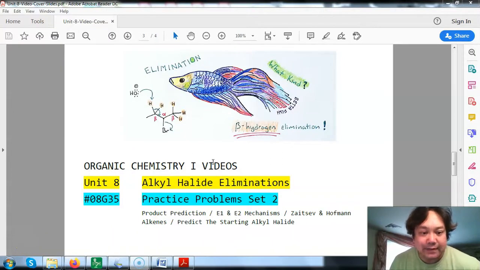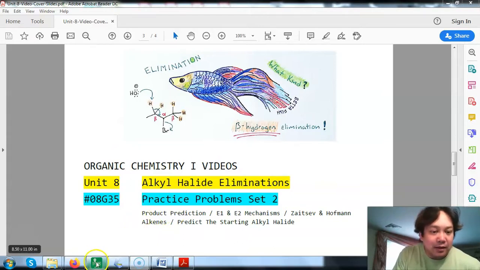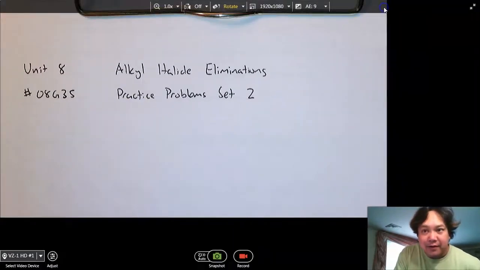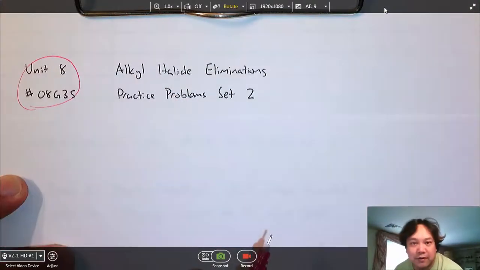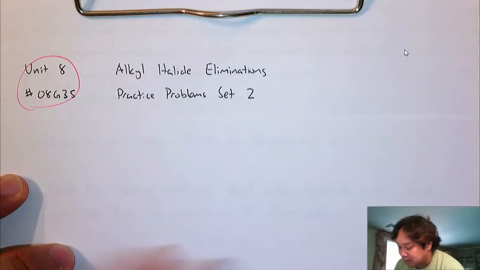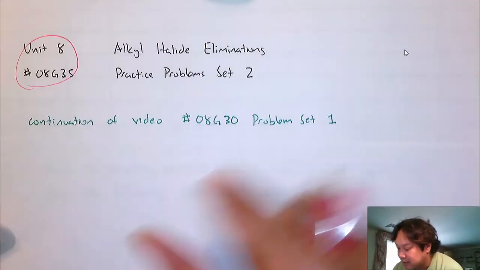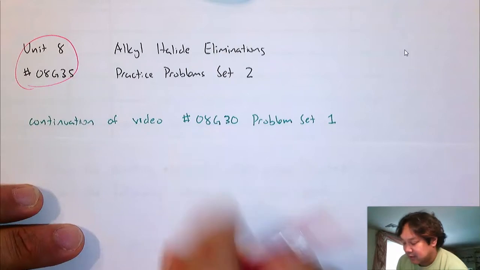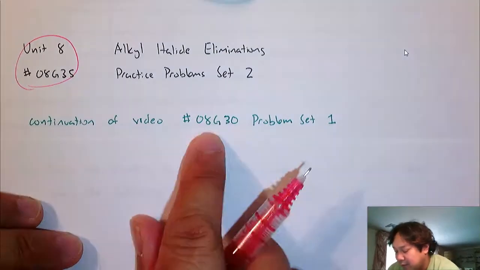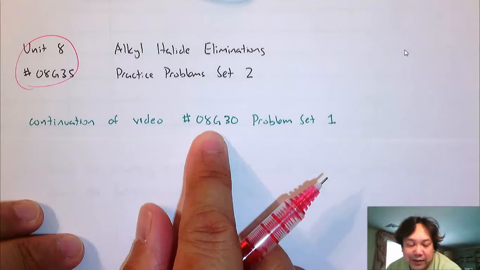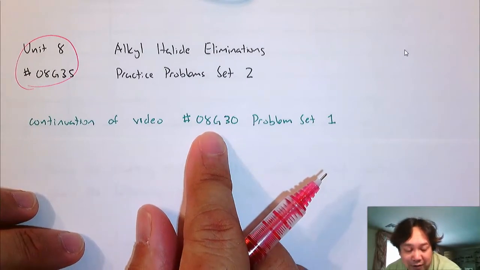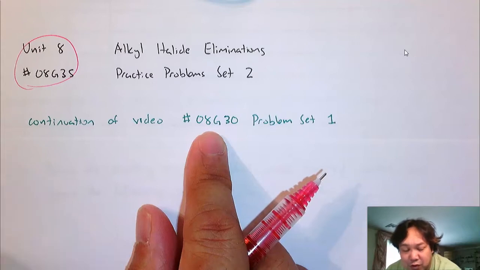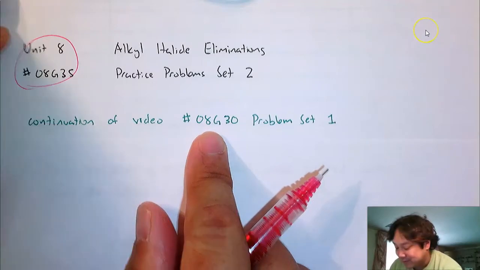Alright, this is problem set number 2, and just as a reminder, this is a continuation of problem set 1. And problem set 1 was video 08G30, and if you recently saw this video, we left off on a problem where we have to predict the alkyl halide that would give us a chosen alkene as the major product.